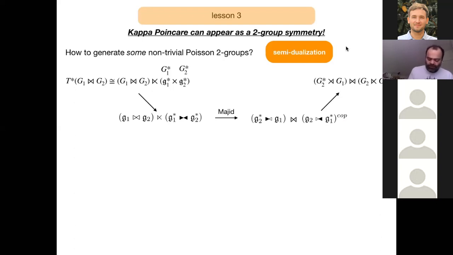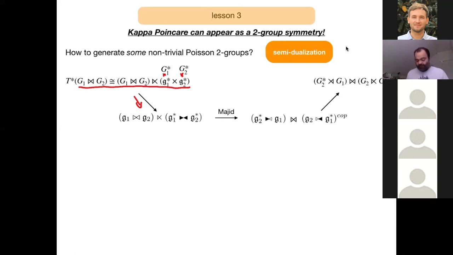So, how do we do that? We start as before, from T star of G1 about I G2. Okay, so I'm going to call these guys, it's an abuse of notation, right? So G1, I'm going to see the dual algebra as an abelian group. What I can do is go to the infinitesimal limit, the Lie algebra level over there. And then what I'm going to do is semi-dualize again.